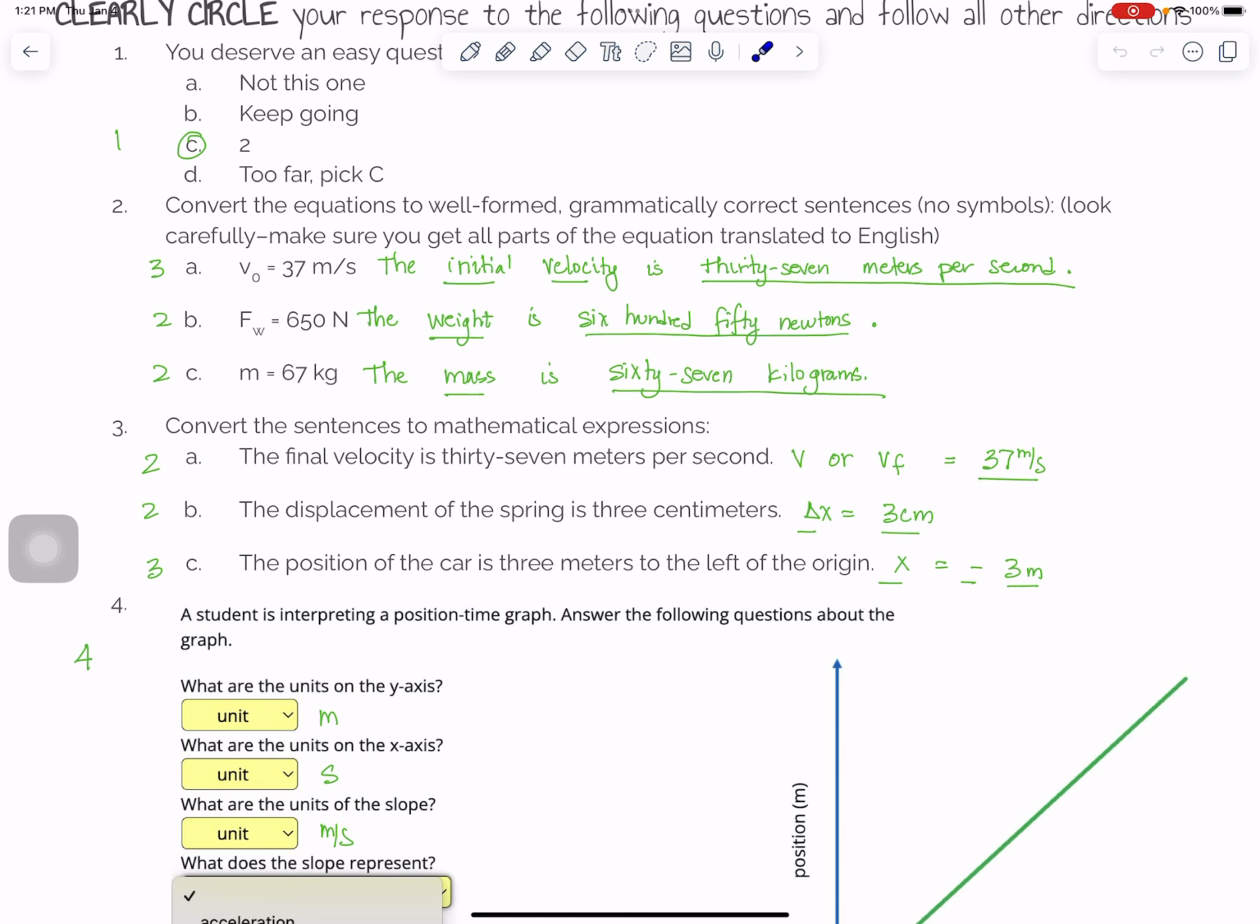So this first one, 3 points: initial velocity. You can tell initial because that 0 means initial, and then 37 meters per second. So 1 point for each underline. This is the weight force, or weight, is 650 newtons. M stands for mass. Some of you put meters, which wouldn't make any sense. So mass is 67 kilograms.